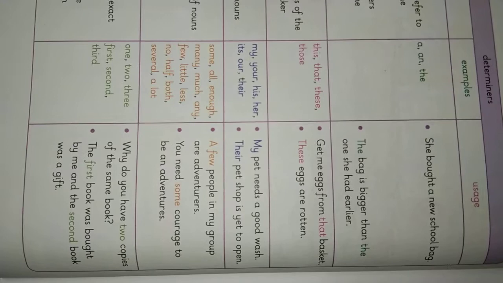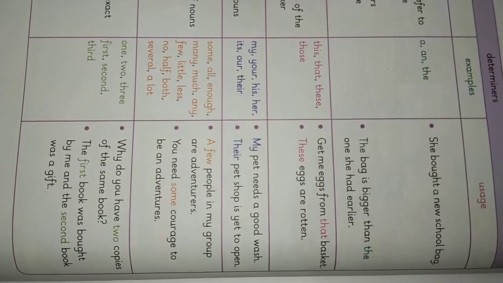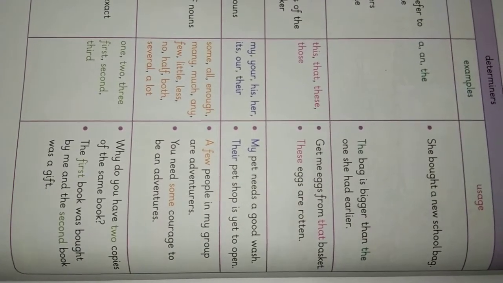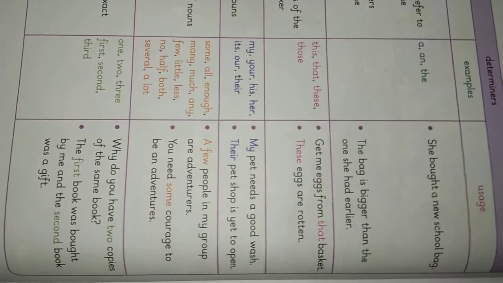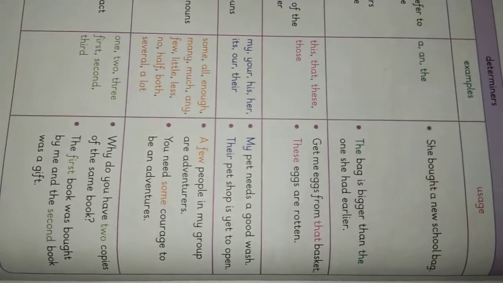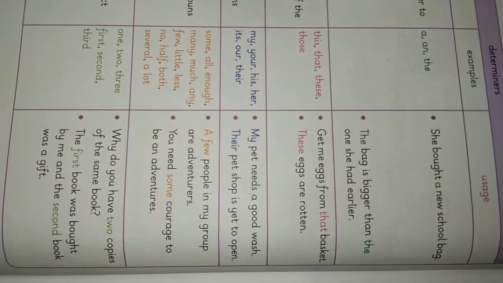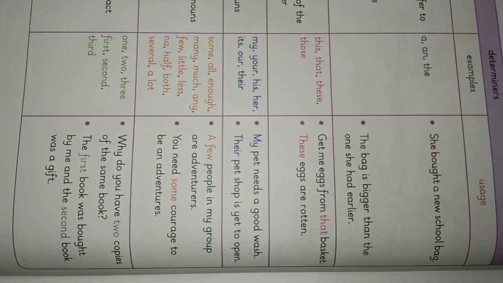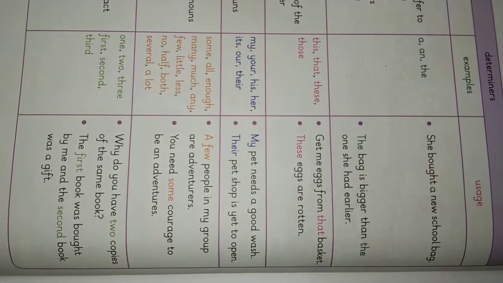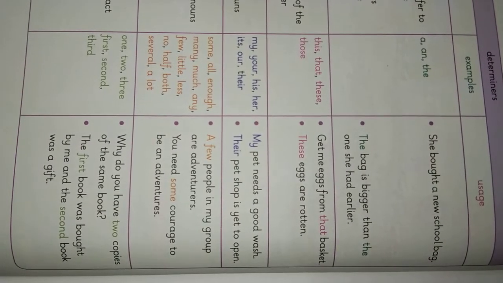Now we see the usage for quantifiers. A few people in my group are adventurers. So here the quantifier is a few. Second usage: you need some courage to be adventurous. So here some is the example.